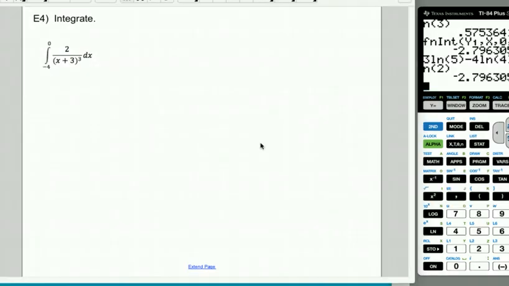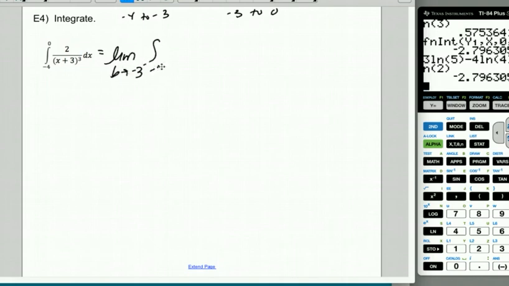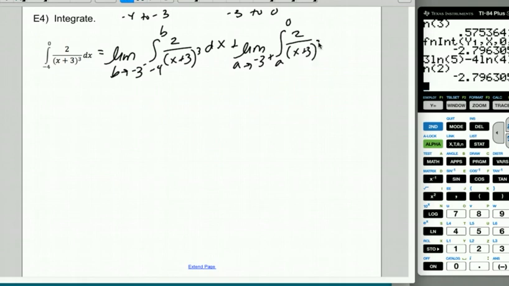All right, let's do example 4. So again, you'll notice that we're looking at a vertical asymptote here, right? There's a vertical asymptote at negative 3. So essentially, we have to split this into two sections. We have to split this into a section from negative 4 to negative 3 and from negative 3 to 0, right? So what's going to happen is that this is the limit as b approaches negative 3 from the left of the integral from negative 4 to b of this 2 over x plus 3 quantity cubed, right? Plus the limit as a approaches negative 3 from the right of a to 0 of this 2 over x plus 3 quantity cubed dx.